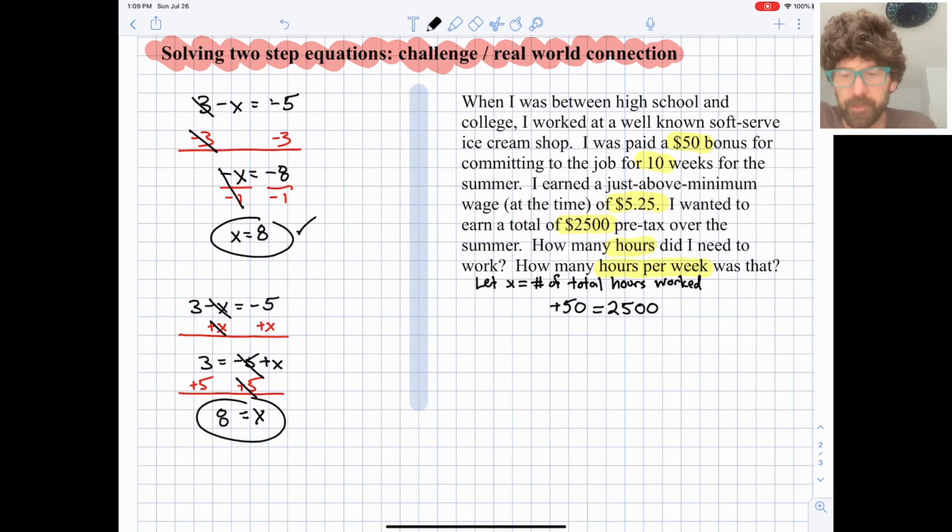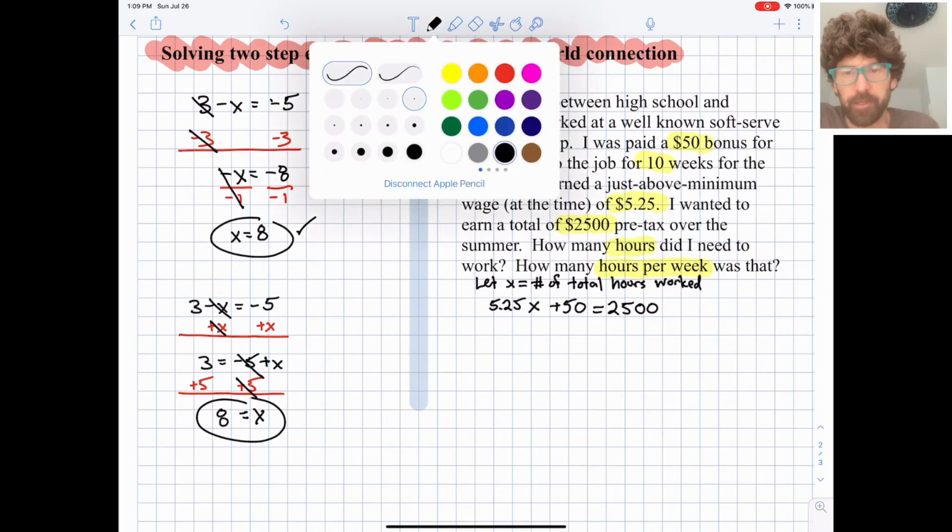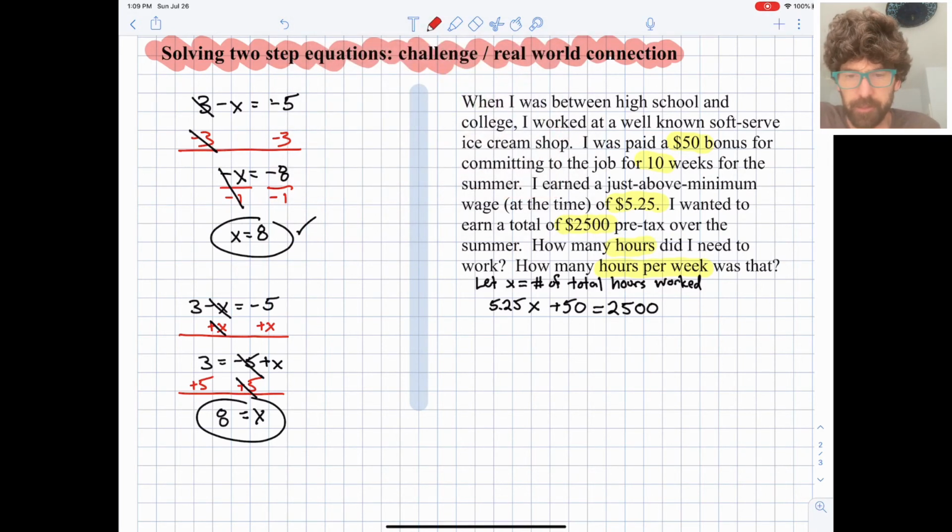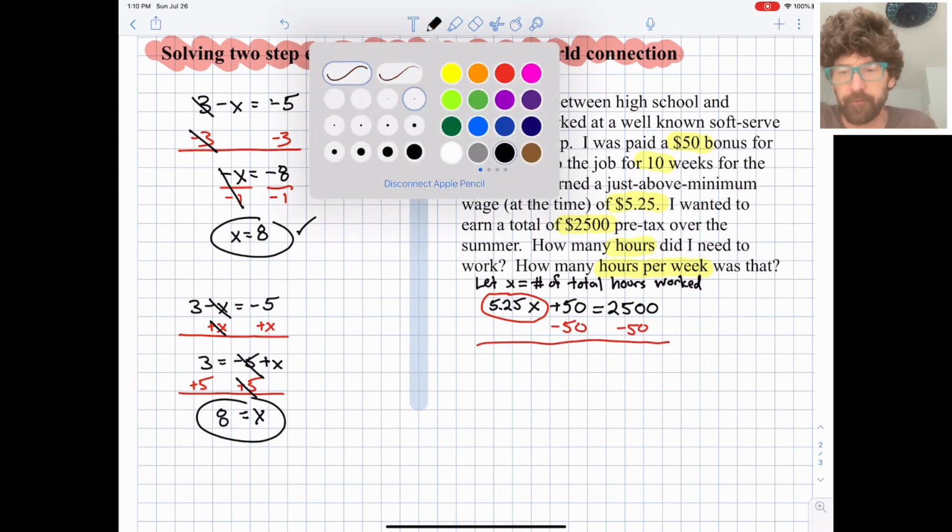I'm earning $5.25 per hour. So 5.25x plus 50 is 2,500. We're not using the 10 weeks quite yet, but we'll get there in a moment. I am going to imagine building an onion and then peeling it. It looks like the 5.25 is more closely connected to the x because of the multiplication than the 50 is. So I'm going to deal with the 50 first. That's an outer layer of the onion. Let's deal with that first.